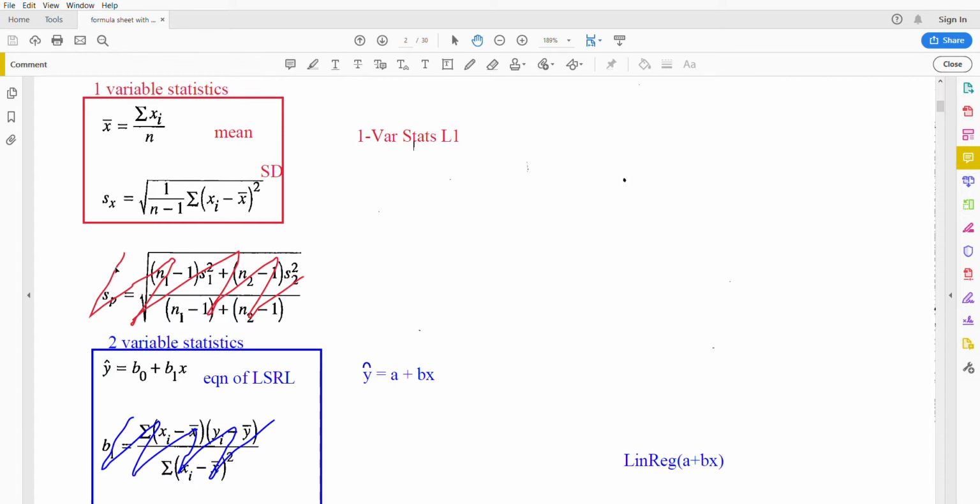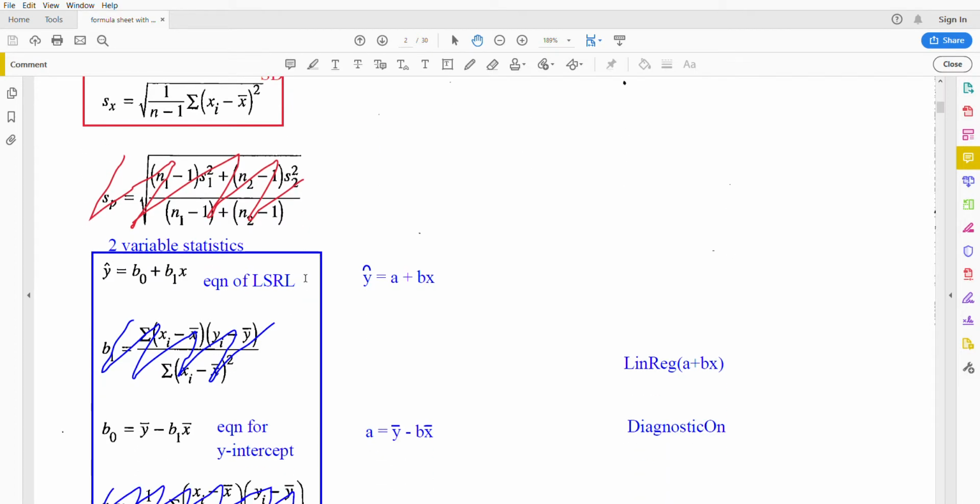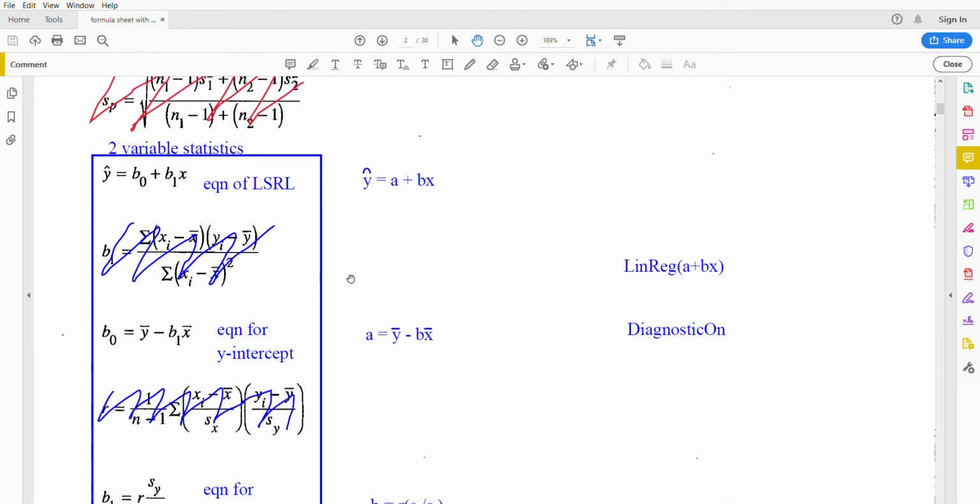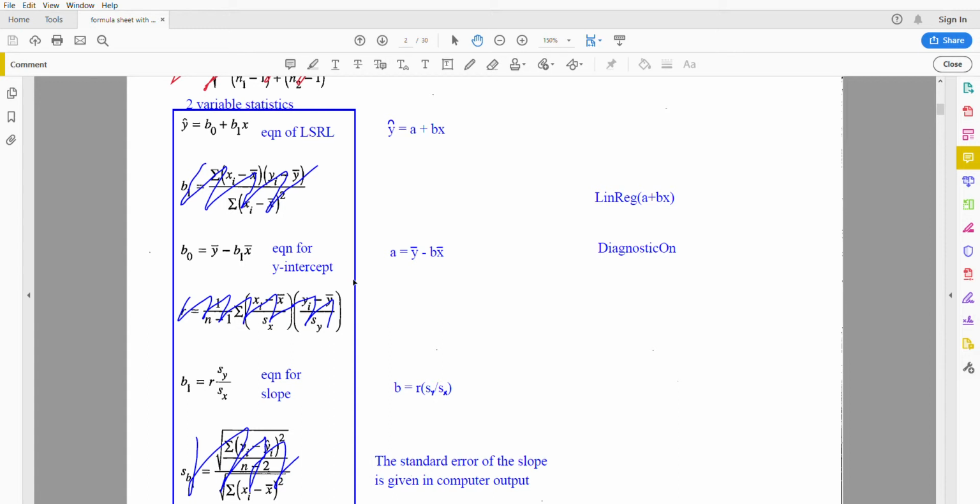Right. This formula here that I scratched out, this is the formula for a pooled standard deviation. So if you have two samples and you want to estimate a combined or overall standard deviation, this is essentially what it is. It's kind of like a weighted average of some sorts. You will not need that formula at all.